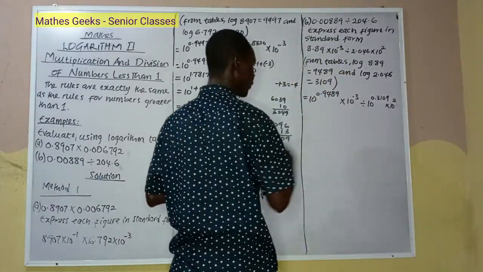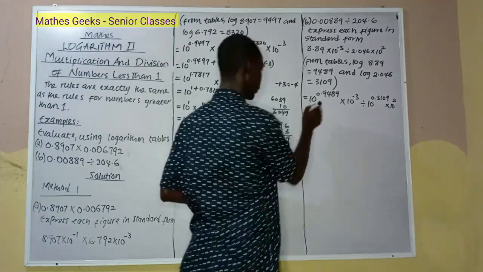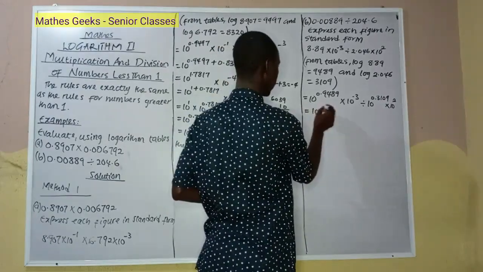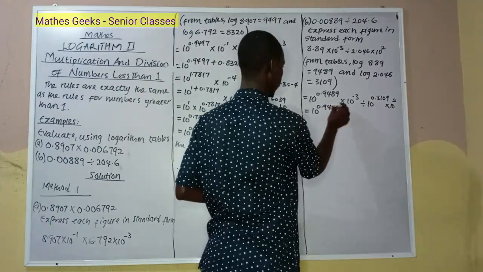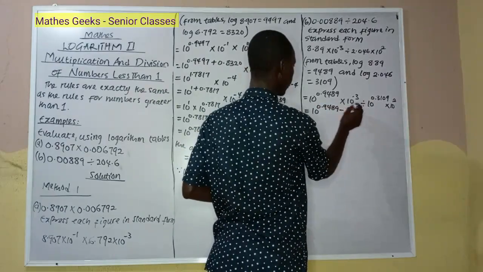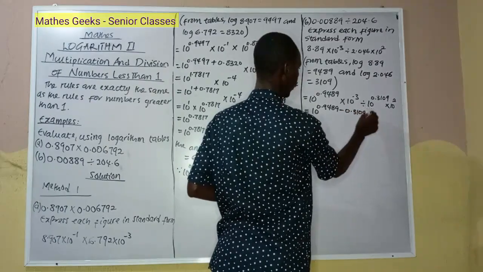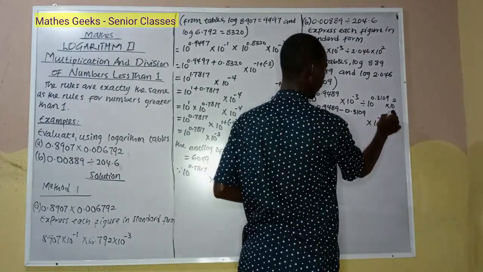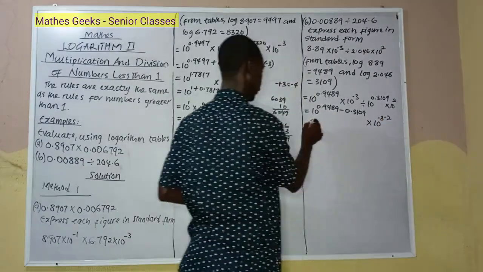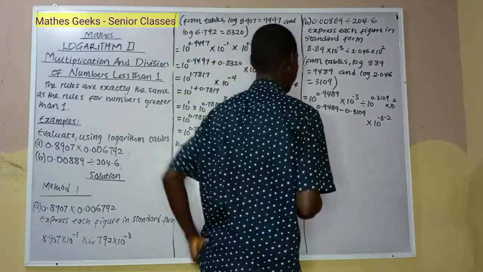Since it's division, we're going to subtract. That equals 10 raised to 0.9489 minus 0.3109 times 10 raised to minus 3 minus 2. This gives us 10. So I'm going to use my calculator.